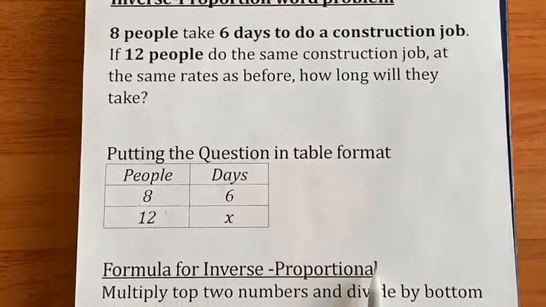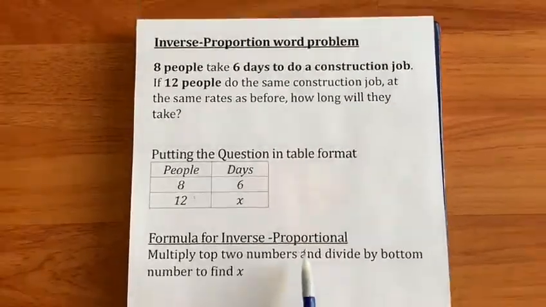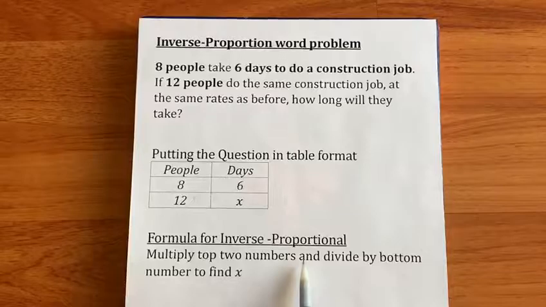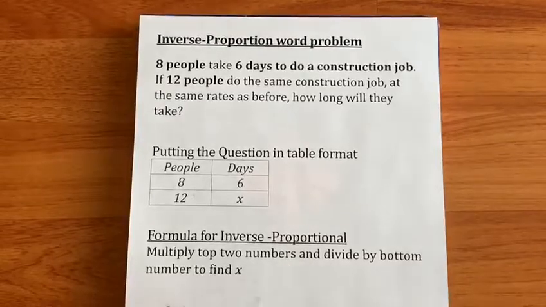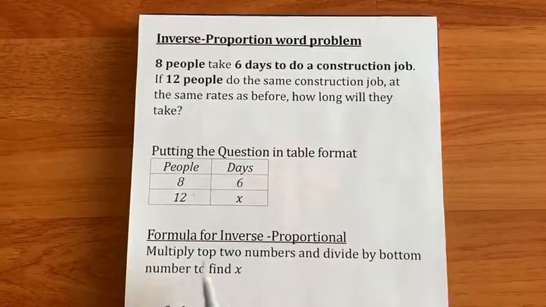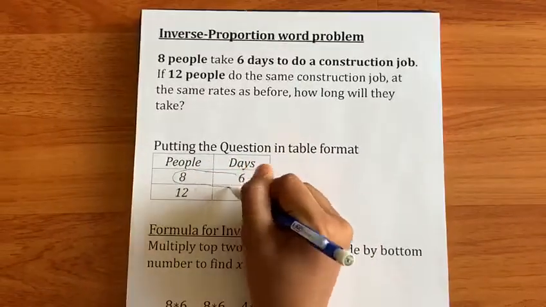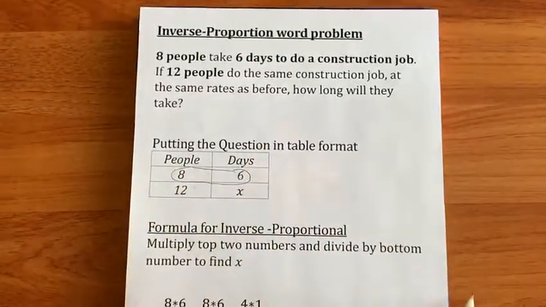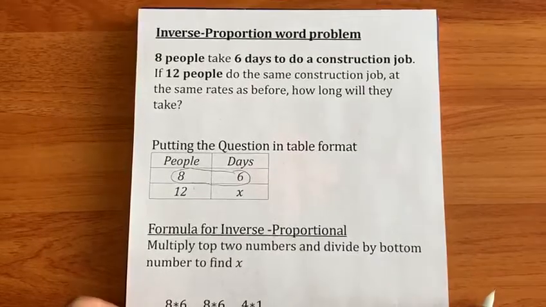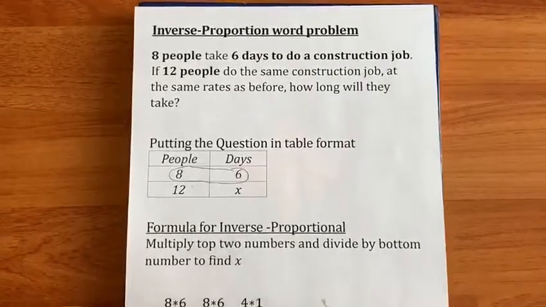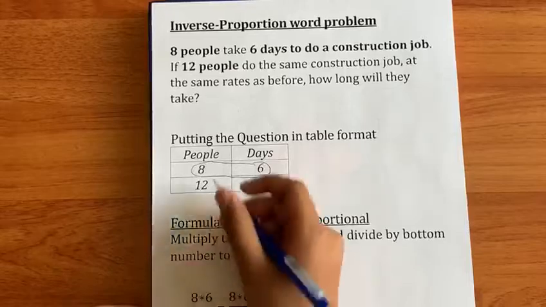From here, we need to use the formula for inverse proportion to solve this question. The formula for inverse proportion is to multiply the two top numbers. Here the two top numbers are 8 and 6. And then we divide by the bottom number to find x. Here the bottom number is 12.